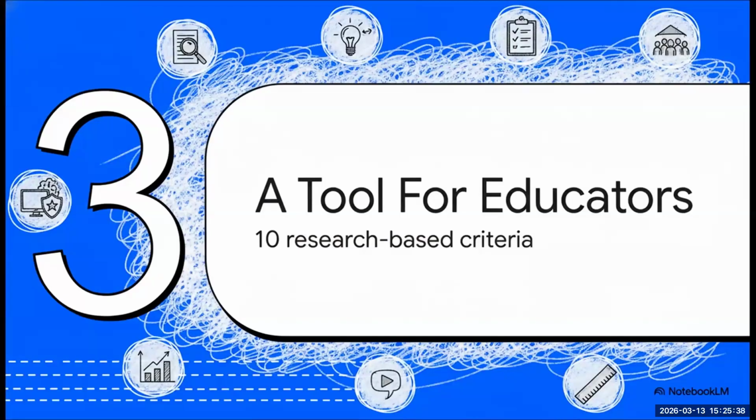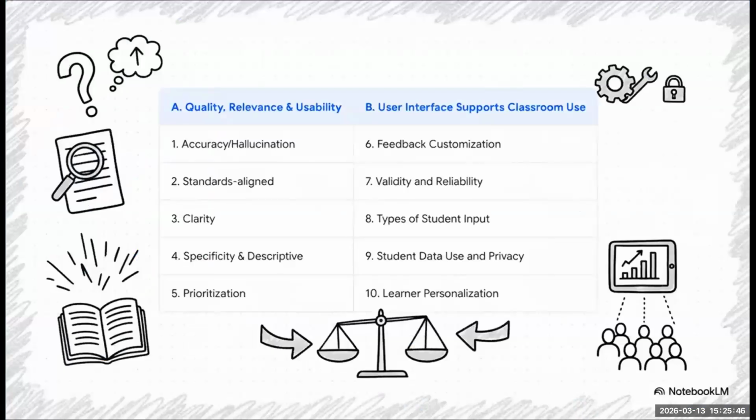You can think of it like a checklist or a guide, something to help you really break down and evaluate any AI feedback tool before you even think about using it with your students. So these 10 criteria are broken down into two main buckets, which makes a lot of sense. The first group is all about the feedback itself. Is it any good? Is it relevant? Can a student actually use it?